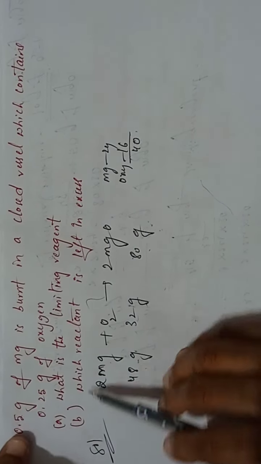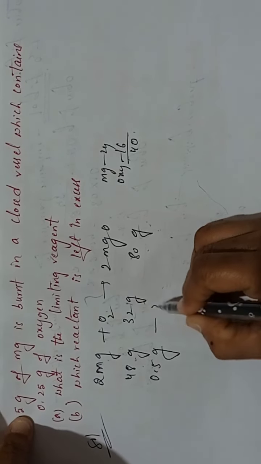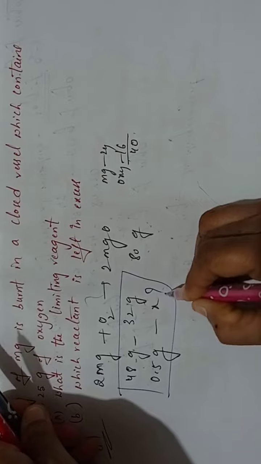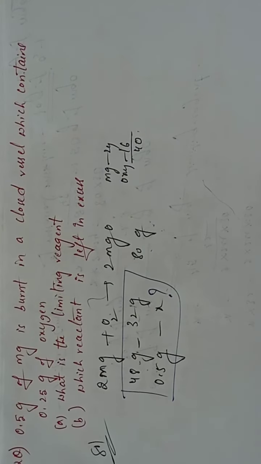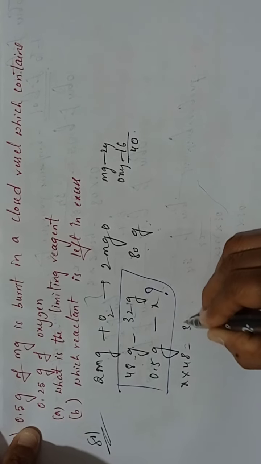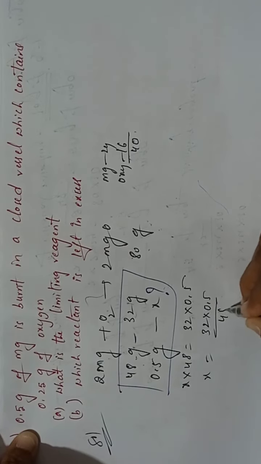Okay, now I'm going to calculate. First, magnesium, how much is given? 0.5 grams given. So I'm going to calculate oxygen. Are you following? These two relations I'm taking, students. So I'm going to find the x value. X into 48 is equal to 32 into 0.5. Then x is equal to 32 into 0.5 by 48.